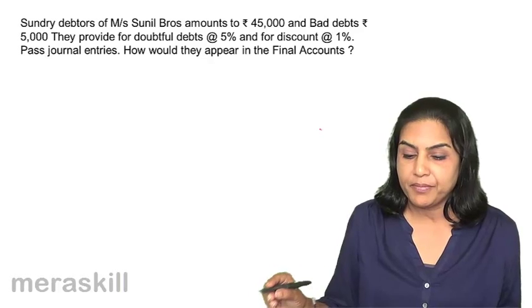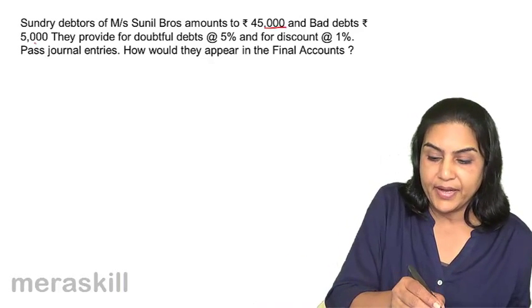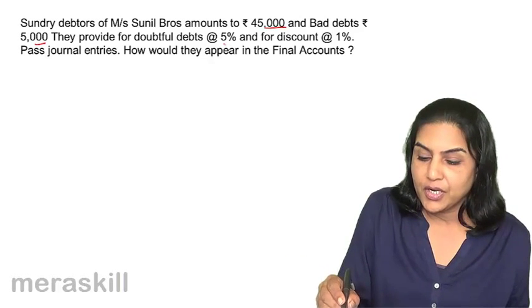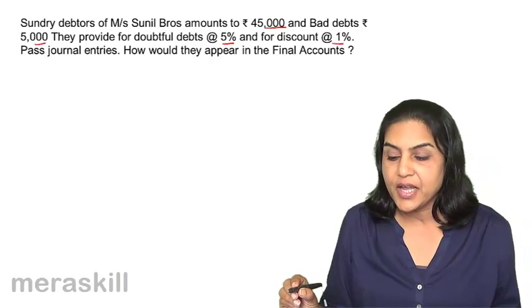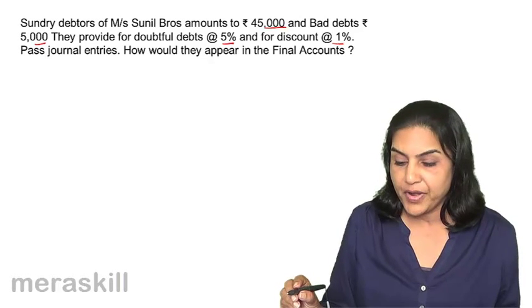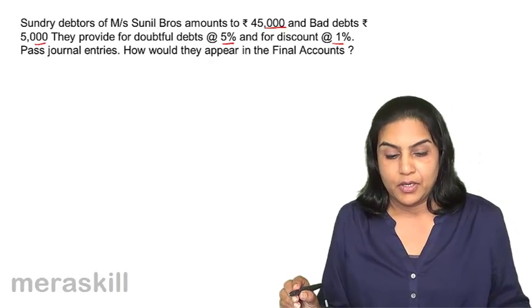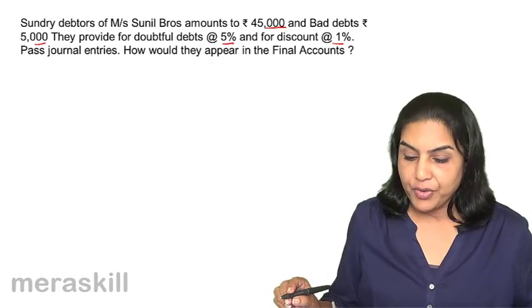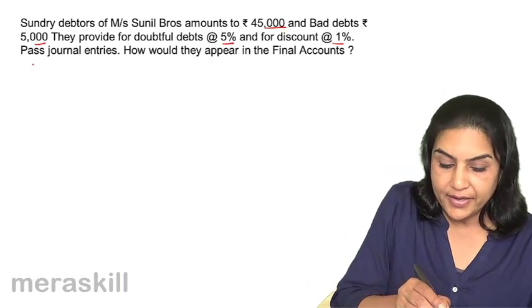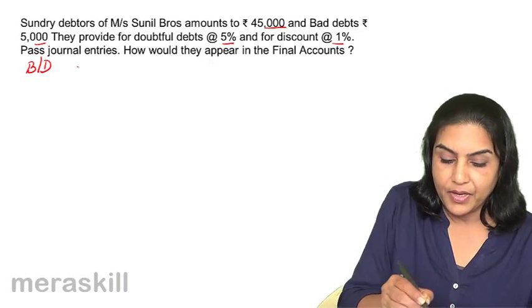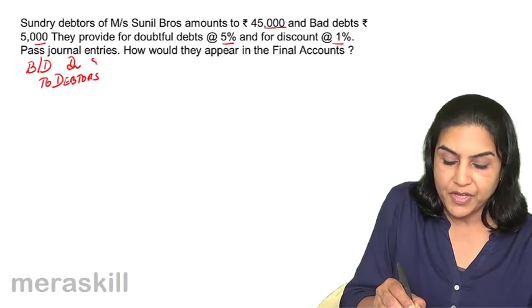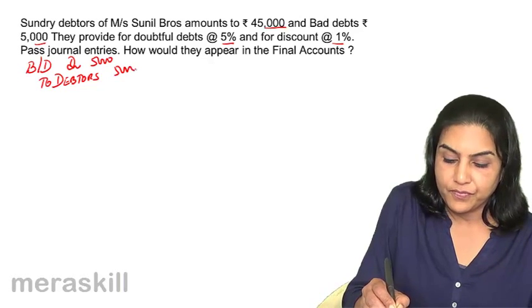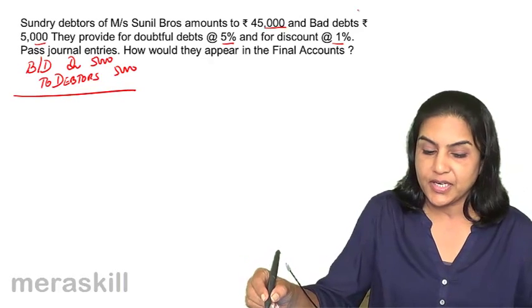The same problem: debtors of 45,000, bad debts 5,000, doubtful debts 5%, discount 1%. Let us see the journal entries and how they would appear in the final accounts. If we take the accounting entries, for bad debts the entry is bad debts debit to debtors. How much is this? 5,000. This is the first entry. So this is taken care of.